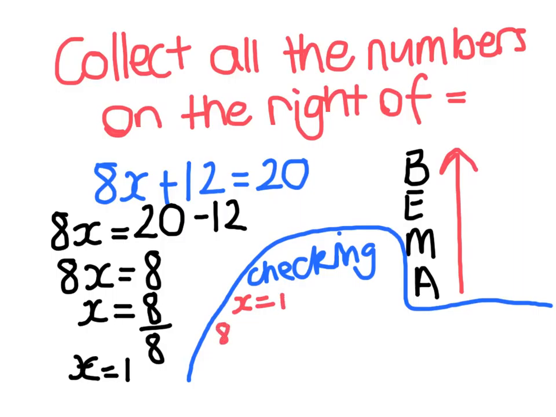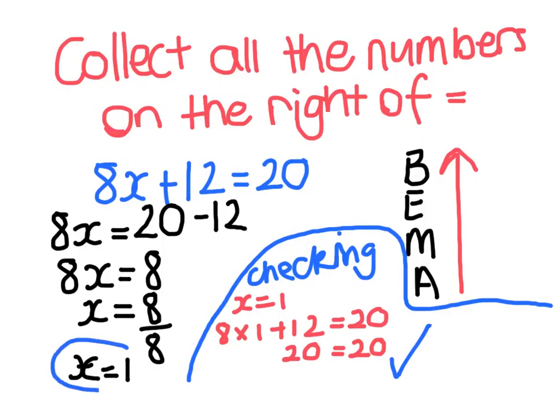So we're going to say 8 times 1 plus 12 equals 20. 8 times 1 is 8, plus 12 is 20. Okay, so 20 equals 20. Both sides are matching, therefore we know that what we've done back here is correct. Right? Hope that makes sense.